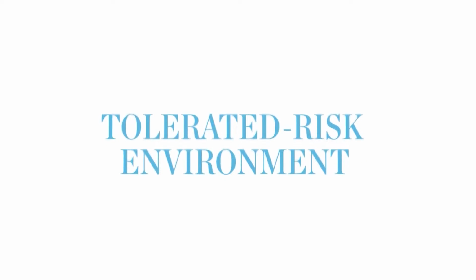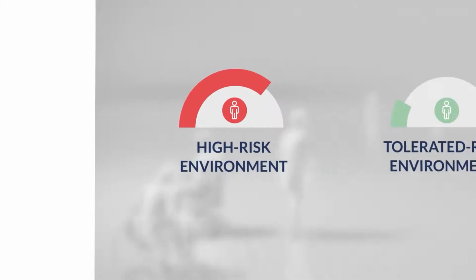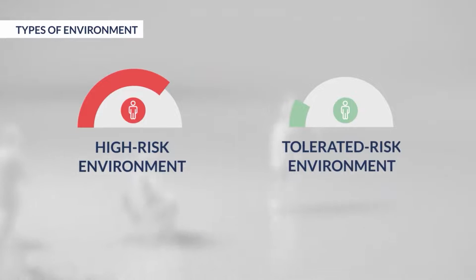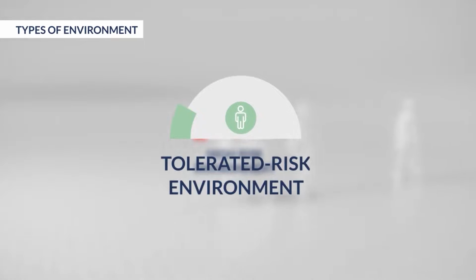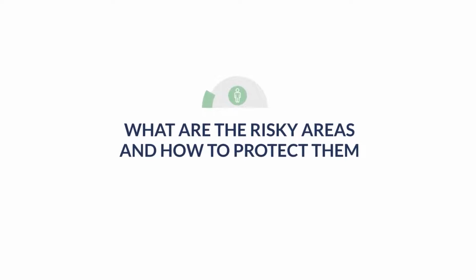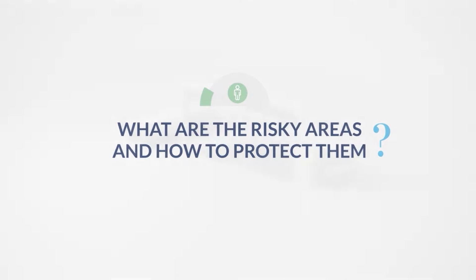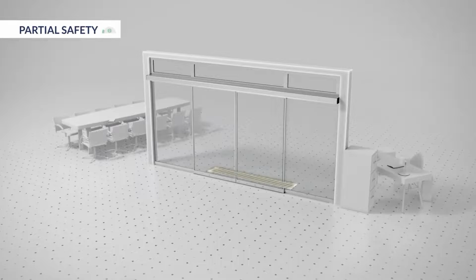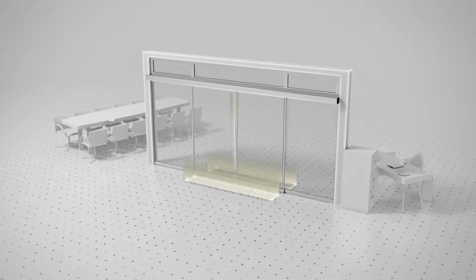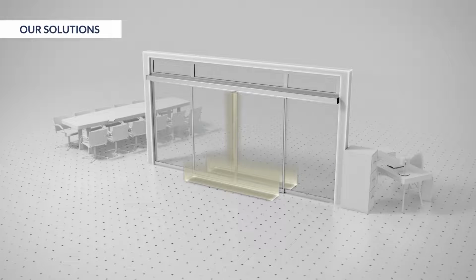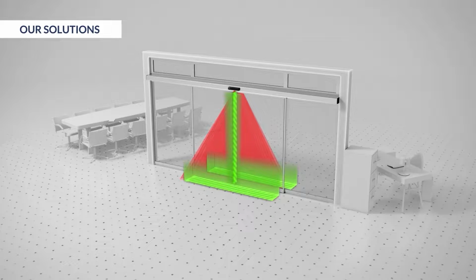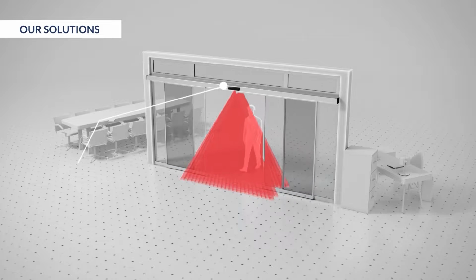And what happens in an office building? In office buildings where a very low proportion of users are elderly, disabled or young children, the risk of contact can be tolerated. It depends on your risk assessment. In this case, the door threshold and the main closing edge must be secured during closing. This can be achieved by using an IXIO D.